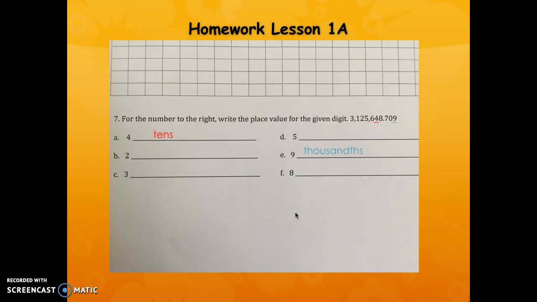It is due on Wednesday. You will always get your homework on Friday. It will be due the following Wednesday. So if you do just a little bit each night, it won't be so overwhelming. If you have any questions at all, be sure to let me know.